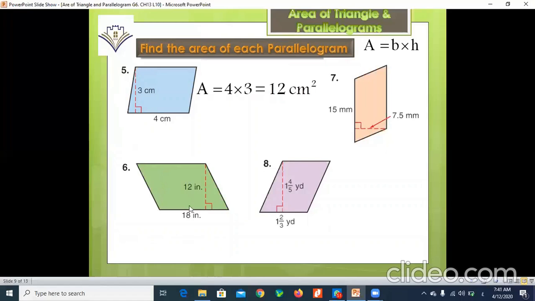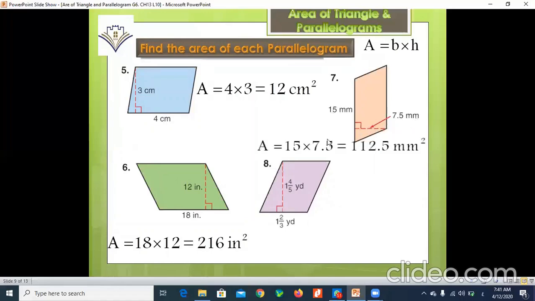Where is the base? This 18 inch is the base and the height is 12 inch. Then area equals 18 inch multiply 12 inch equals 216 square inch. Number 7. Where is the base? This is the base and this is the height, or the opposite. Both of them are correct. Then 15 millimeter multiply 7.5 millimeter equals 112.5 square millimeter.